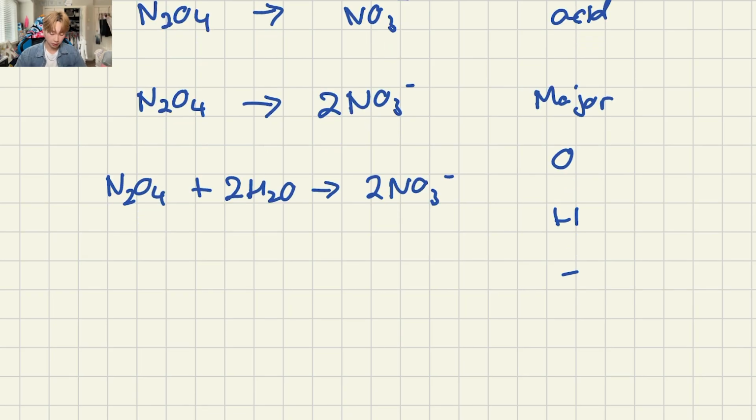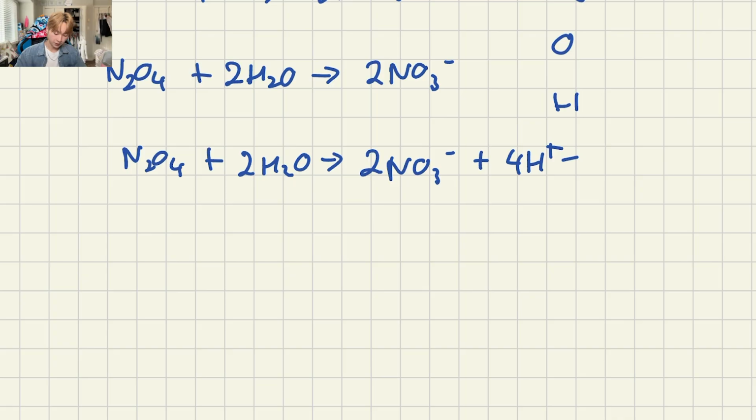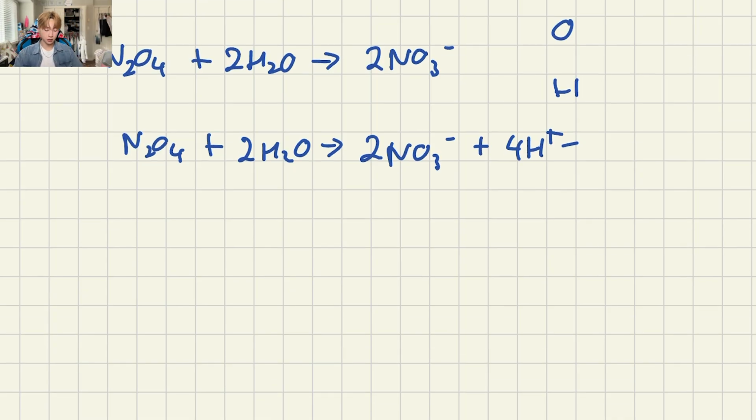Next, we're going to balance our H, which is our hydrogen, and we do this by adding H+. We see we have 4 hydrogens on our left side and none on the right side, so we're going to add 4 H+ to the right side. It's going to look like N2O4 plus 2H2O turning into 2NO3- plus 4H+. Okay, we're almost done. Now for the minus, we're going to add electrons to balance the charge of both sides.